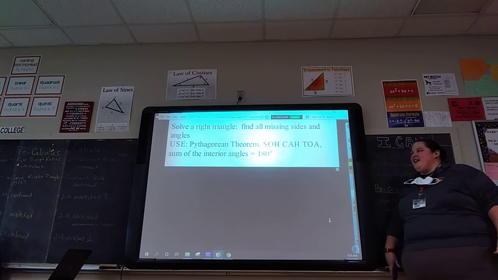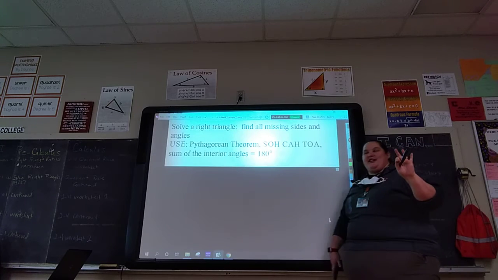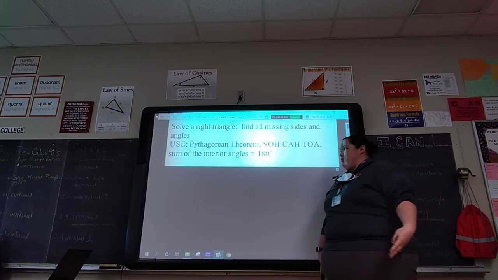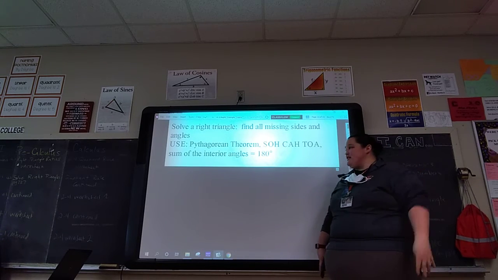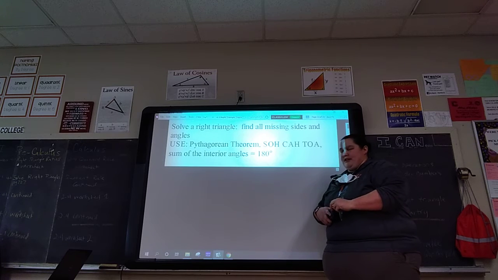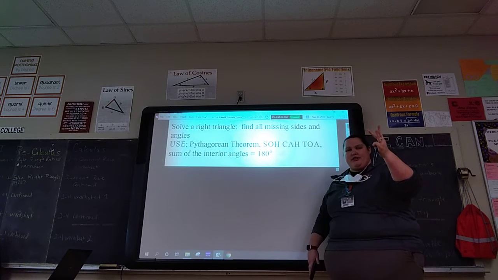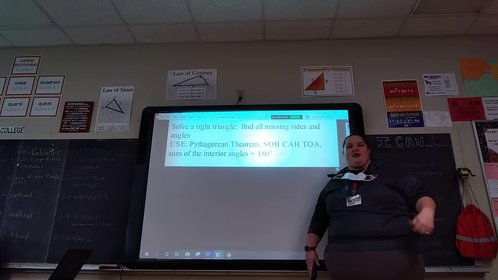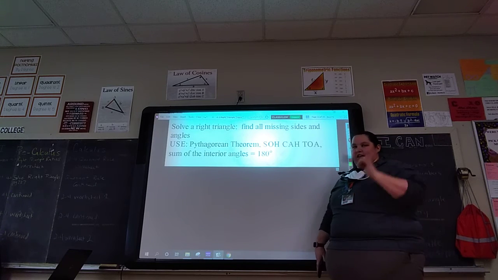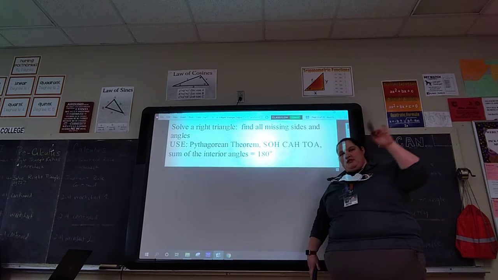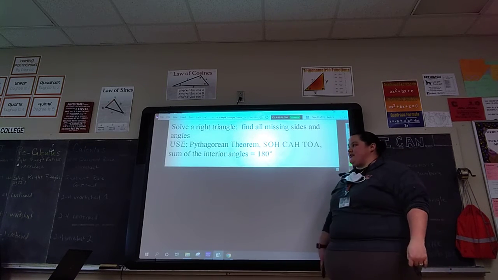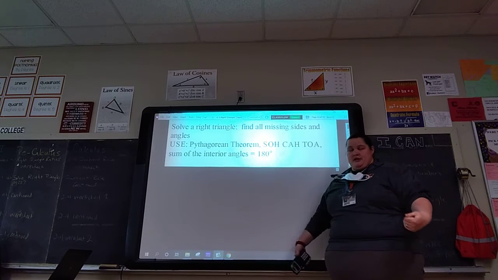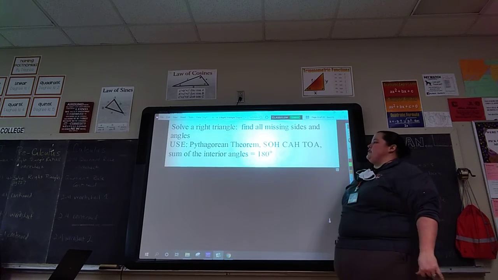There are three tools in our toolbox that we can use to find that. The big one is you'll have to use SOHCAHTOA at least once throughout the process. The other thing you can use is the Pythagorean theorem, because if you know two sides, you can find the third side using the Pythagorean theorem. The other thing that we haven't mentioned yet, but hopefully you remember, is what do all the angles add up to in a triangle? 180 degrees. So we can use the sum of the interior angles equaling 180 to find another angle.